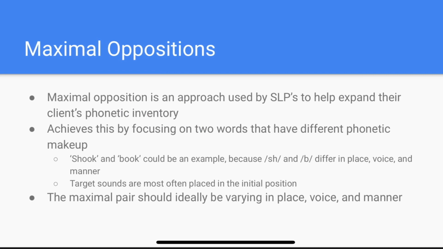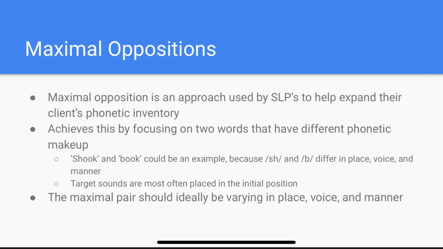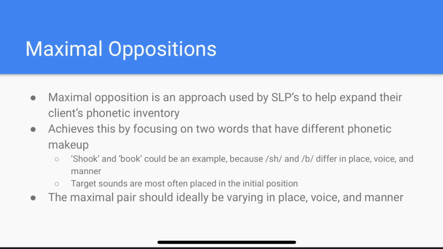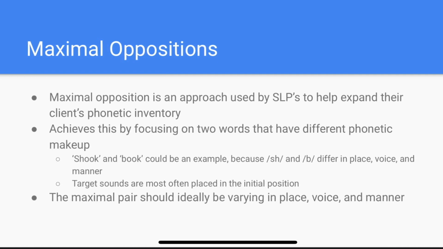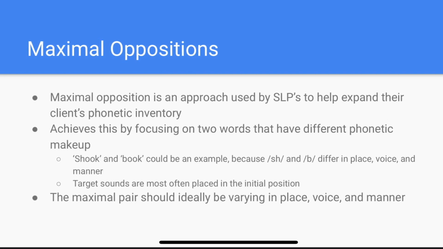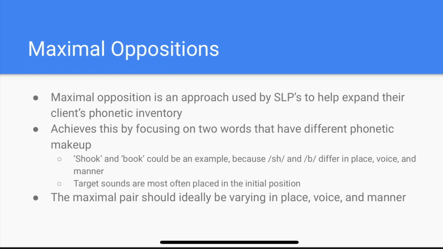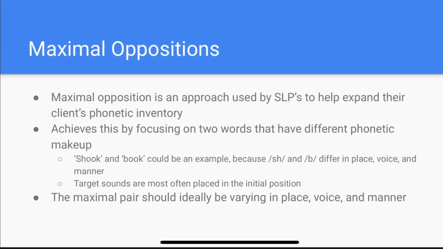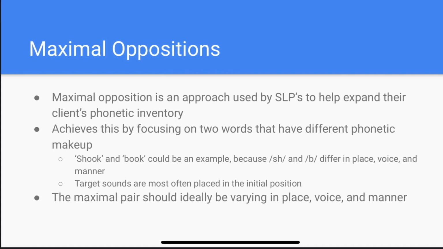Maximal oppositions. Maximal oppositions is an approach used by SLPs to help expand their client's phonetic inventory. It achieves this by focusing on two words that have different phonetic makeup. Shook and book could be an example, because sh and b differ in place, voice, and manner. Target sounds are most often placed in the initial position. The maximal pair should ideally be varying in place, voice, and manner.